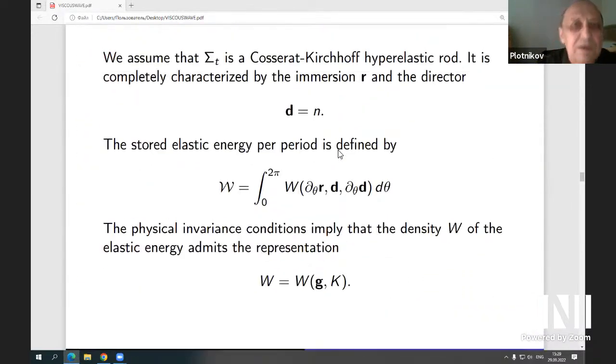Okay, now we consider sigma t as a Cosserat Kirchhoff hyperelastic rod. This means that in the theory of Cosserat rods, the rod of Cosserat elastic material, the state of the material is completely characterized by position, in our case a curve gamma t or sigma t, and the so-called director. In the two-dimensional case, following the Kirchhoff hypothesis, we must take the direction director D. D is named the director in the Cosserat theory. It's just a normal vector. The material is hyperelastic.